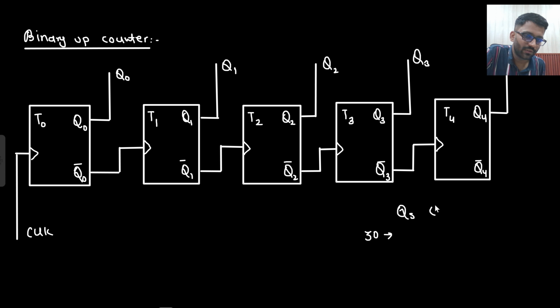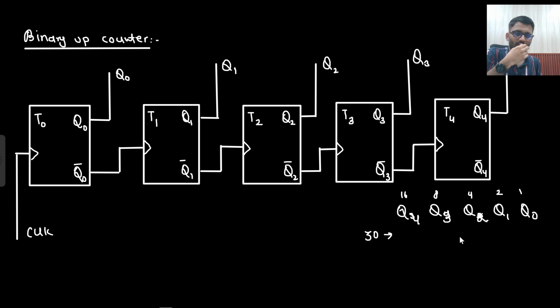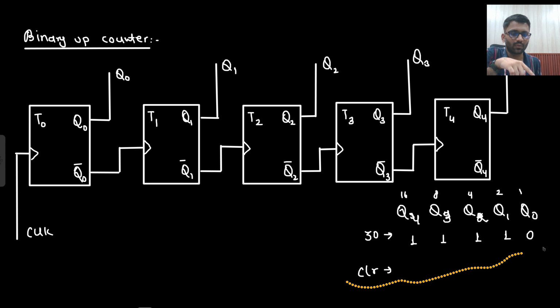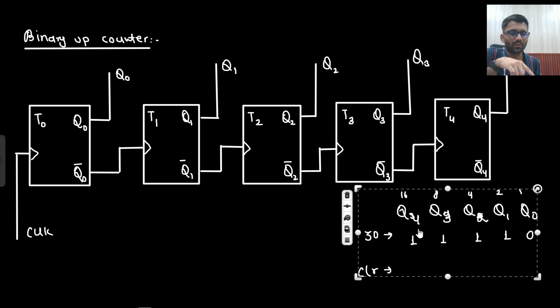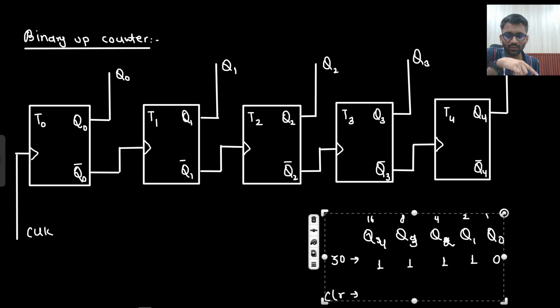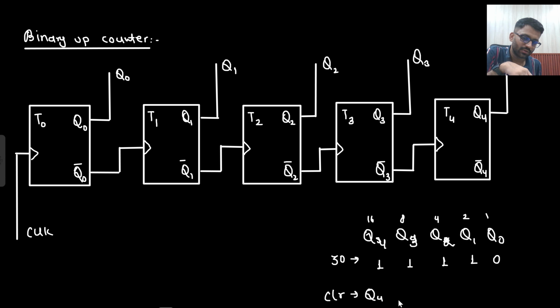So what is my 30? 30 will be Q4, Q3, Q2, Q1 and Q0. How do we get 30? 1, 2, 4, 8, 16: 28 and 2, 30. So I get 30 in this manner. So what will be my clear input? This trick I have told. This trick is applicable only at specific places. What are those places? That also I have told. If you are starting right from 0, this trick is applicable. So the clear input will be Q4, Q3, Q2 and Q1.